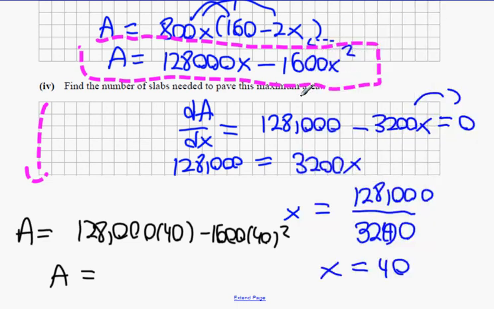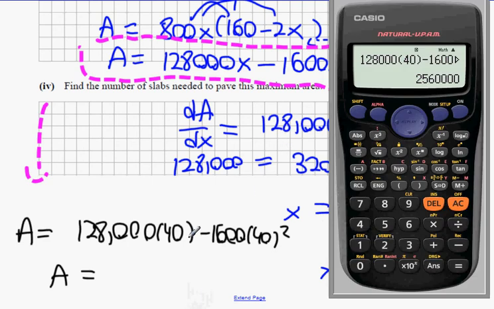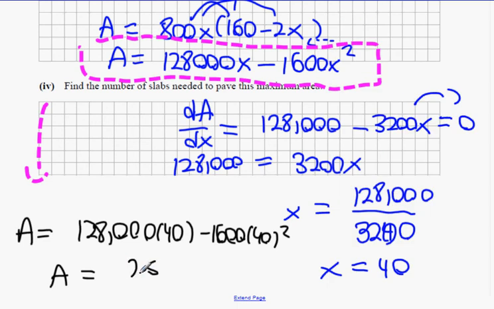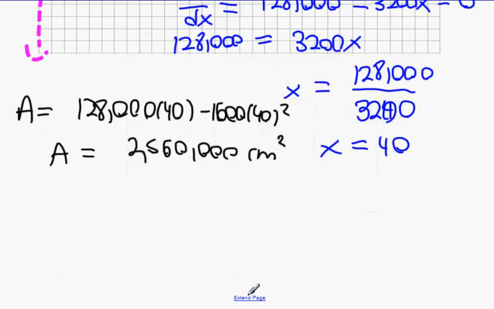It doesn't say it wants the maximum, it just says find the number of slabs needed to pave. Oh, sorry. Excuse me, I just started getting a bit confused there. What I did was I found out the area, I didn't find out how many slabs. We just had to find out the area of the full rectangle. So technically we haven't answered the question, yeah? What we got is 2,560,000 centimetres squared.